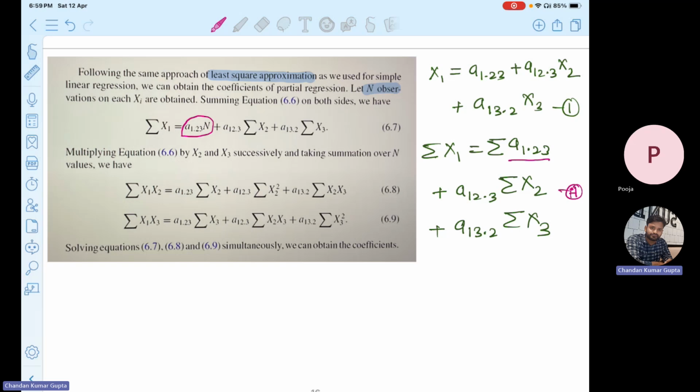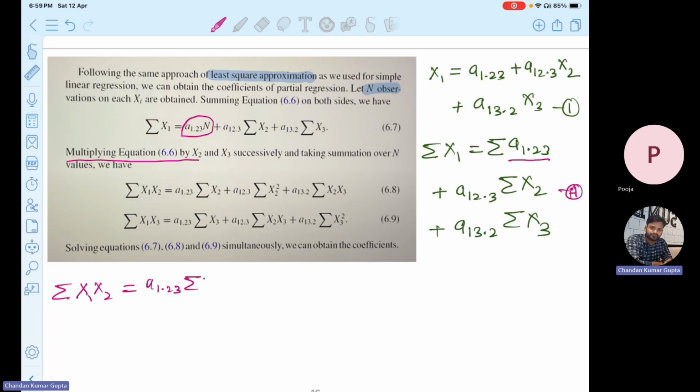The second one is, in equation 1, we multiply with the other two random variables. The other two random variables except x1 are x2 and x3. So first multiply by x2 in equation 1 and then take the summation. So that is, we are taking summation of x1 x2.